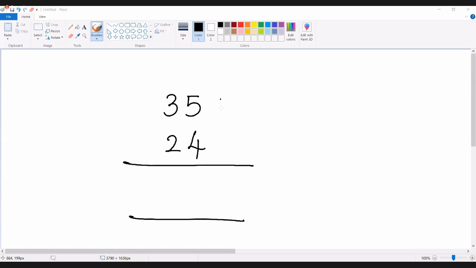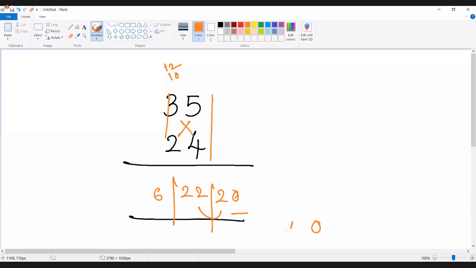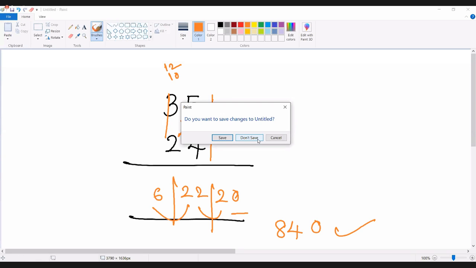Very simple. 5 into 4 gives 20. 3 into 2 is 6, 5 into 2 is 10, which gives a result of 16. 3 into 2 is 6. The last digit is 0, send it as a carry. 6 plus 2 is 8. The answer is 840. I hope you are able to get clarity.